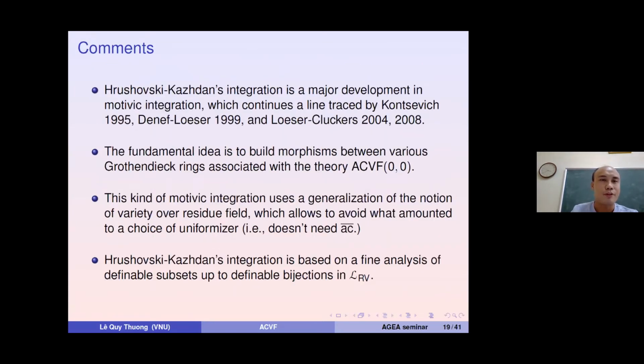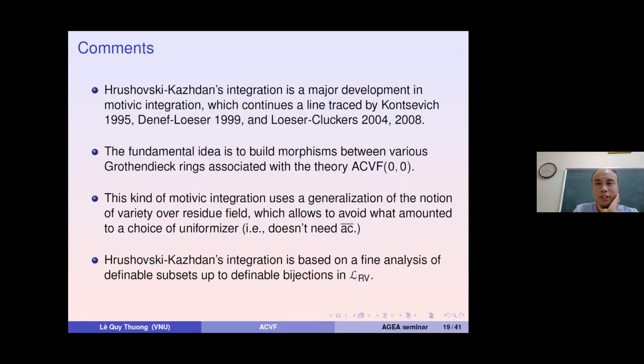And in the following comments we intend to compare the theories of Hrushovski-Kazhdan and some other theories of motivic integration. Hrushovski-Kazhdan motivic integration is a major development in motivic integration from Kontsevich and Denef-Loeser, Cluckers, and the fundamental idea is to build morphisms between various Grothendieck rings associated to the theories.